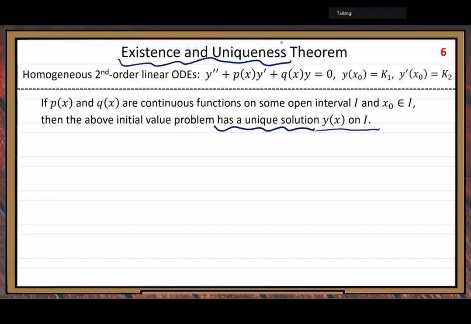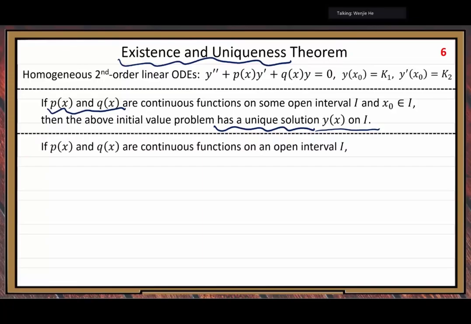You can see the condition: for P of x and Q of x, you only need a continuity condition. Then you get both existence and uniqueness. So the theorem is so simple here. So if these two functions are continuous on an open interval, there is a general solution. So we try to put a little more.